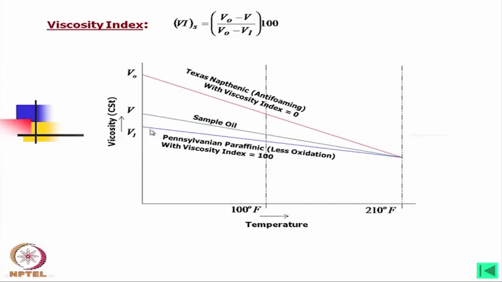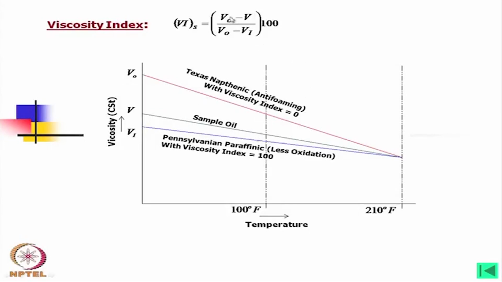Now, look at this graph. Here is the temperature, and we have drawn a line at 100 degree Fahrenheit and then 210 degree Fahrenheit. What does it mean? After 210 degree Fahrenheit, all such oils will have almost the same viscosity, but at lower temperatures, we find that, say, this viscosity we are presenting in centistokes, and the red line is for the Texas naphthenic, for which viscosity index is 0, and Pennsylvania paraffinic oil is having the viscosity index 100, and the sample oil will be somewhere here.